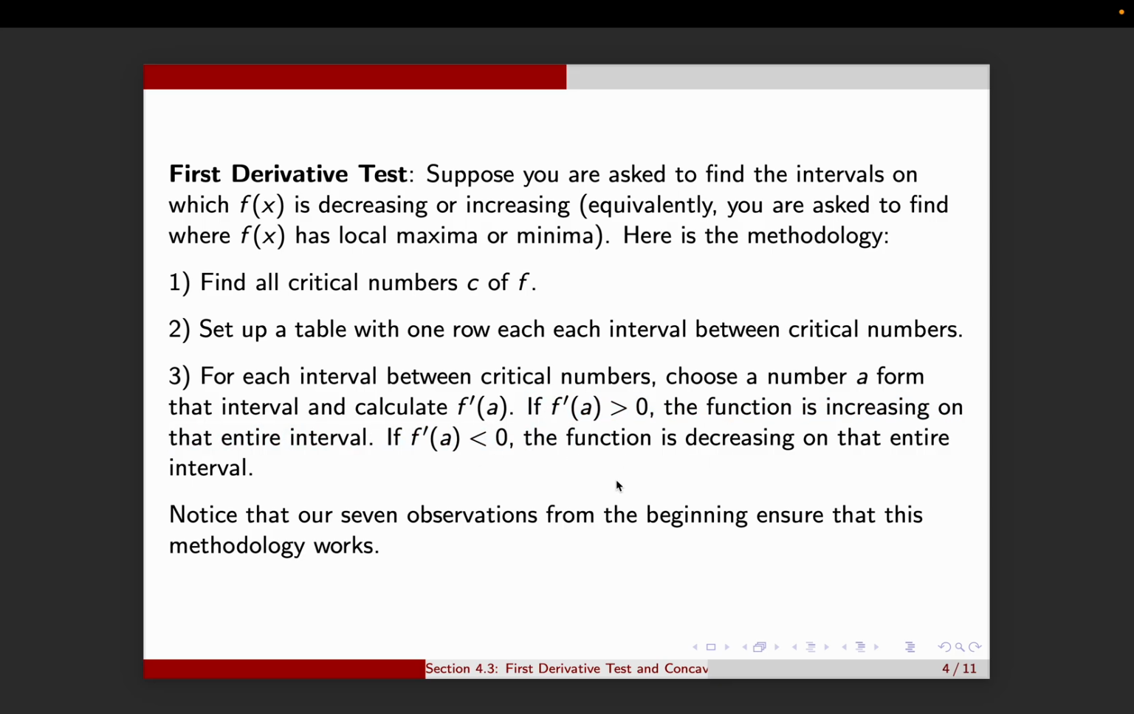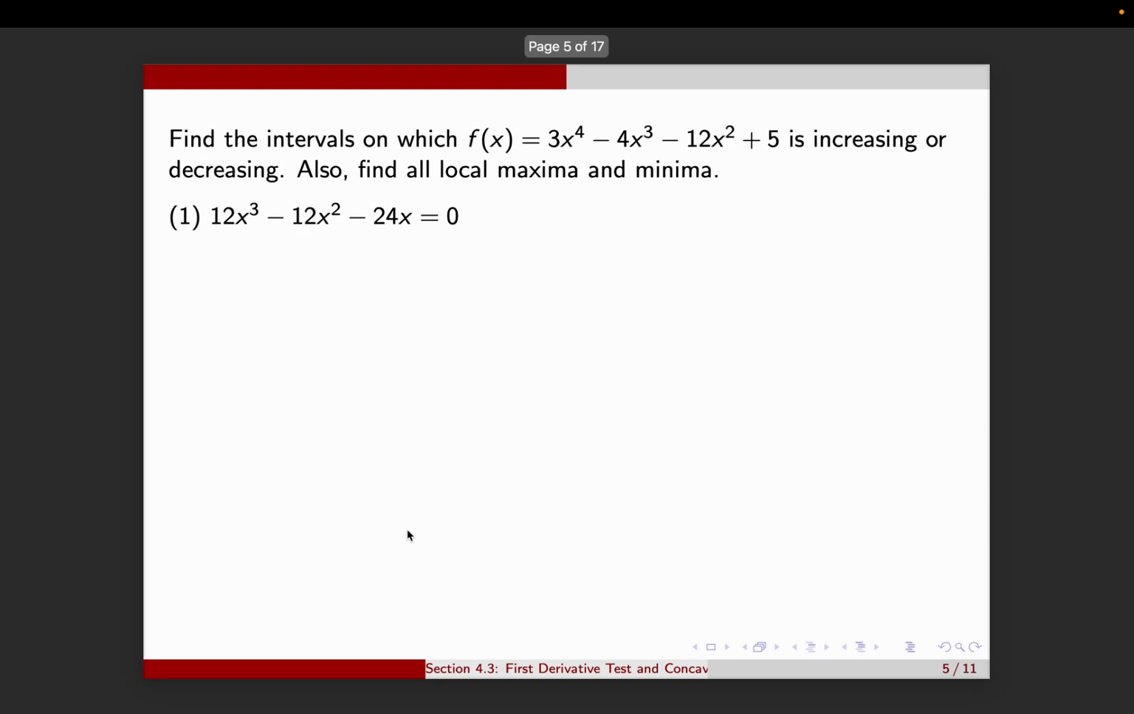That's all this is saying. So right now, this is kind of abstract. So let's look at an example that implements these 3 steps. And these 3 steps work basically because of those observations from before. So let's look at an example.